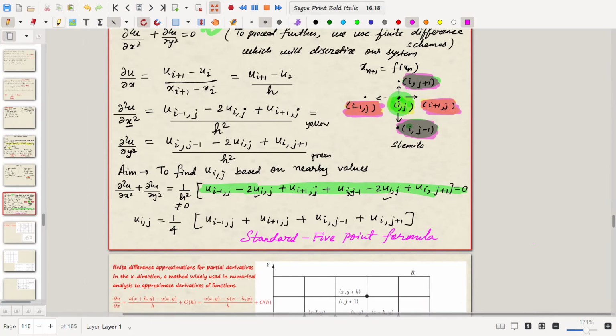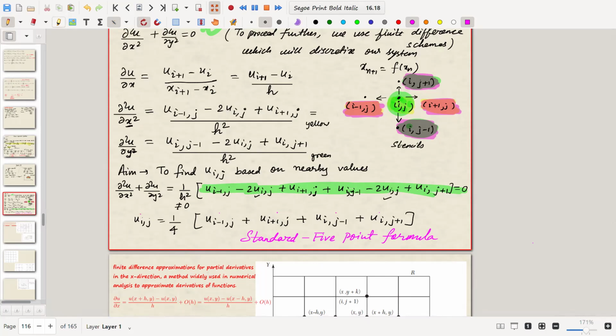This is referred to as the standard 5-point formula. Why? Because 1, 2, 3, 4, and 5 points are involved in this computation. This is known as the standard 5-point formula. Okay, fine. Now there can be a similar formula to this.